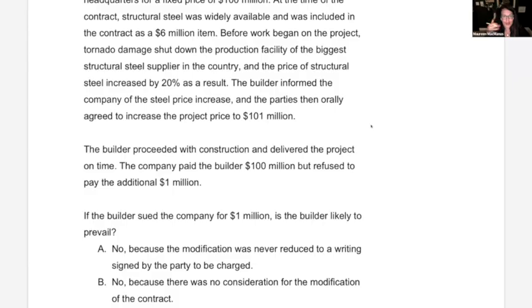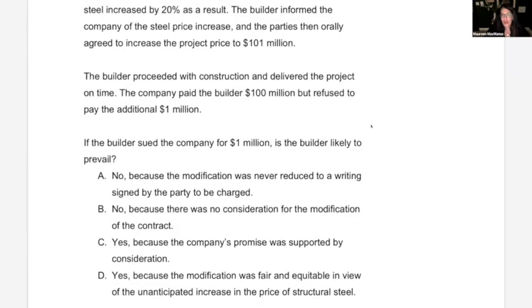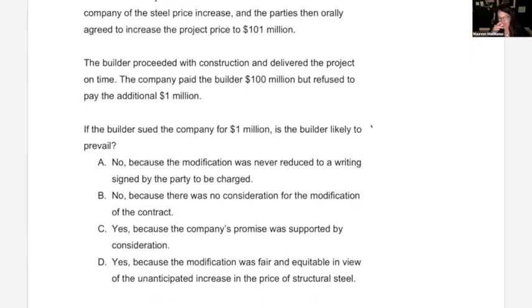So I'm going to start walking through it. If the builder sued the company for $1 million, is the builder likely to prevail? Okay, often when we see builders, we see a lot of construction contracts just in general in the contracts problems. So keep that in mind. There's so many tiny little special rules that apply to construction contracts. Most of them are not tested on the MBE though, thank God.